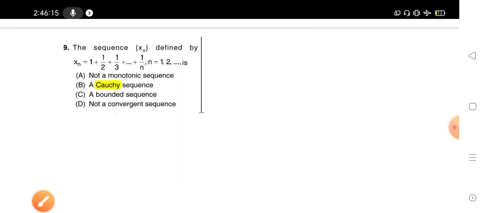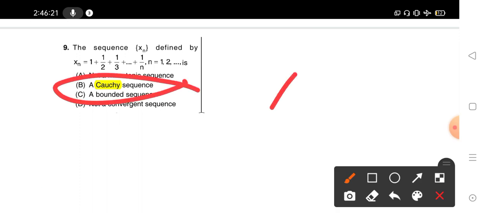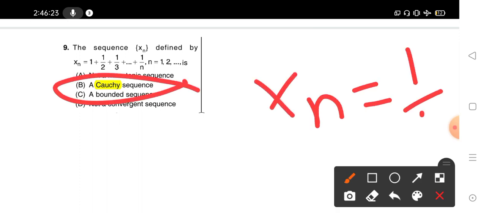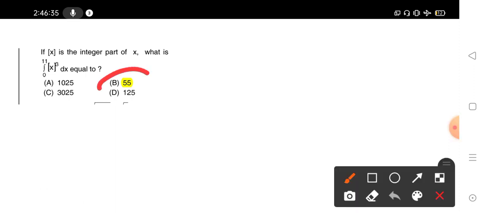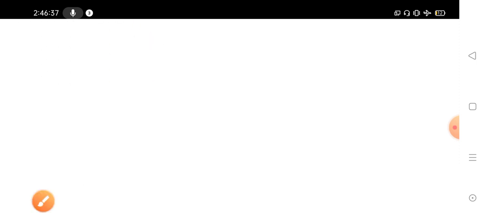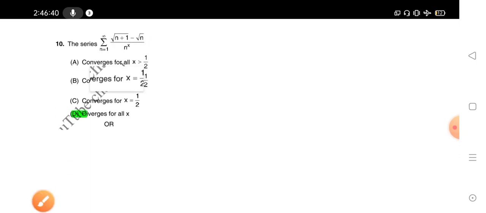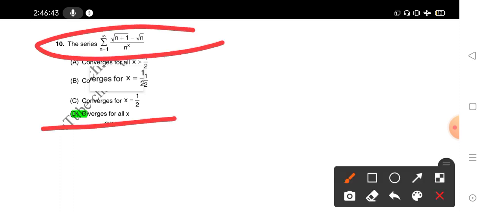The sequence defined by x_n equal to 1 plus 1 upon 2 is a Cauchy sequence. x_n equal to 1 upon n, Cauchy sequence. If [x] is the integer part of x, what is the integral from 0 to 11 of [x] cube dx? Equal to 55. Option B is correct. The series diverges for all x.